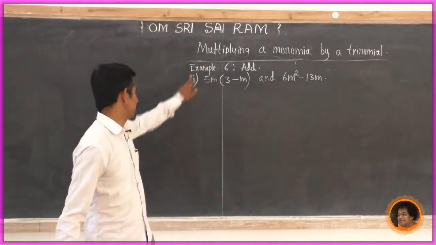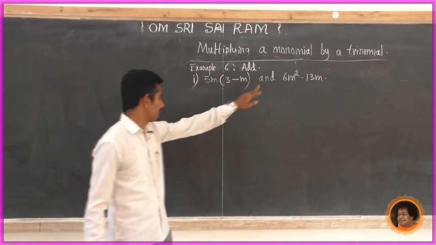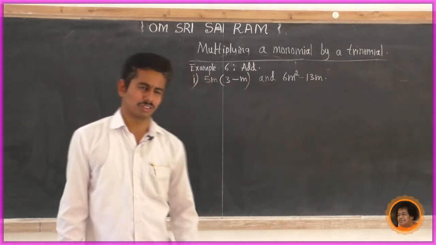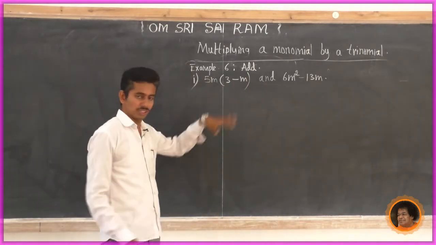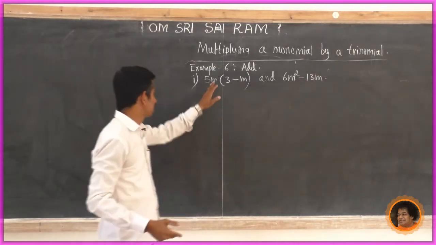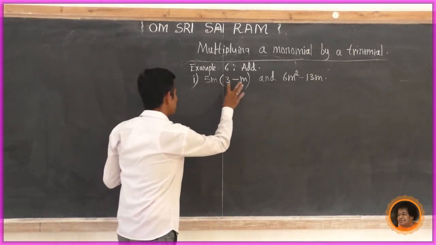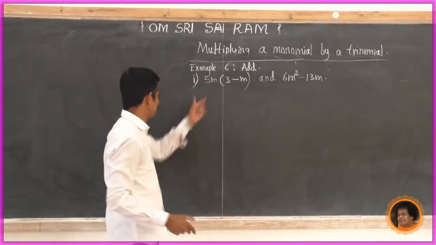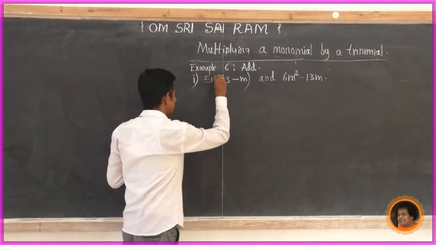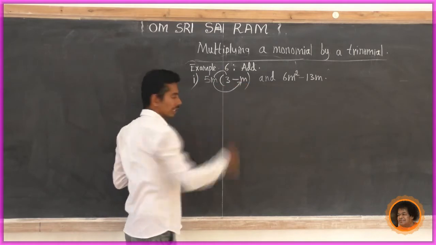Yes. Next example, example 6. Add 5m into 3 minus m and 6m squared minus 30m. This is a different one, but we know how to add these. First simplify them, then add these two expressions. How to simplify? 5m into 3 minus m. We can multiply 5m into 3 minus m. First multiply 5m into 3, then 5m into minus m.